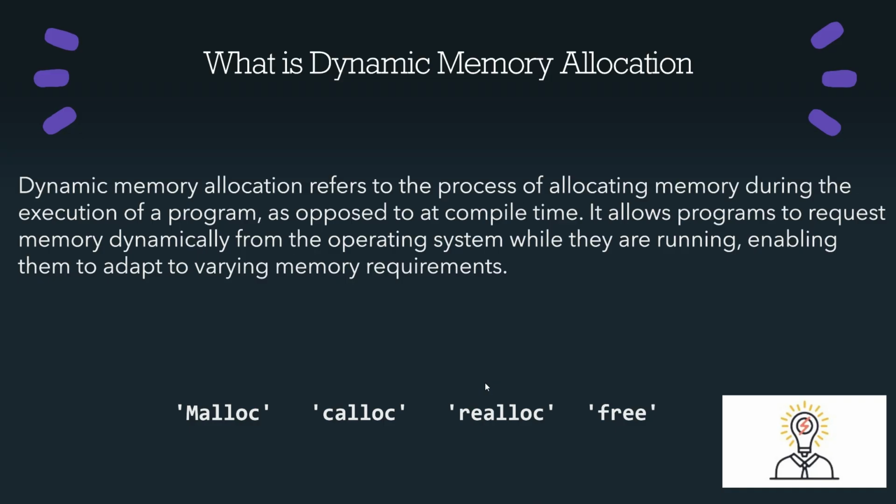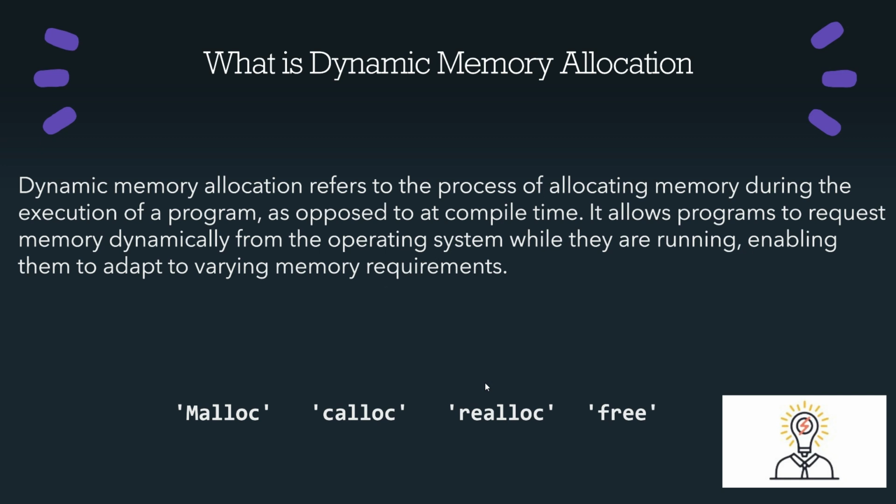So what is dynamic memory allocation? Dynamic memory allocation refers to the process of allocating memory during the execution of a program, as opposed to the compile time. It allows programs to request memory dynamically from the operating system while they are running, enabling them to adapt to various memory requirements.